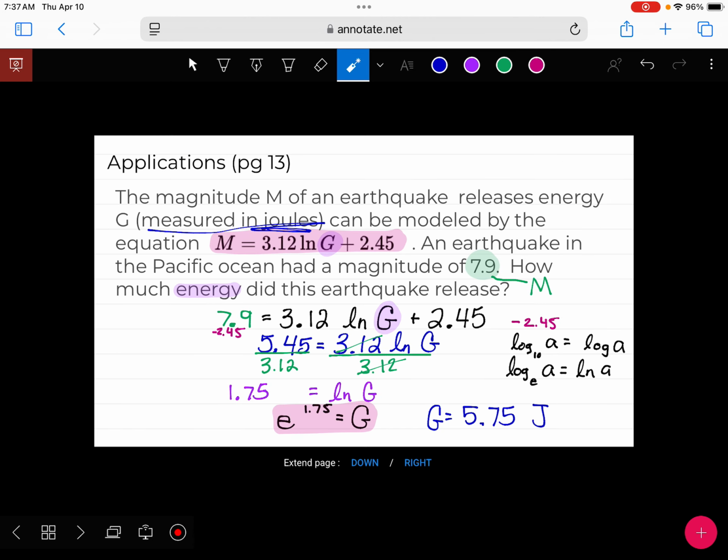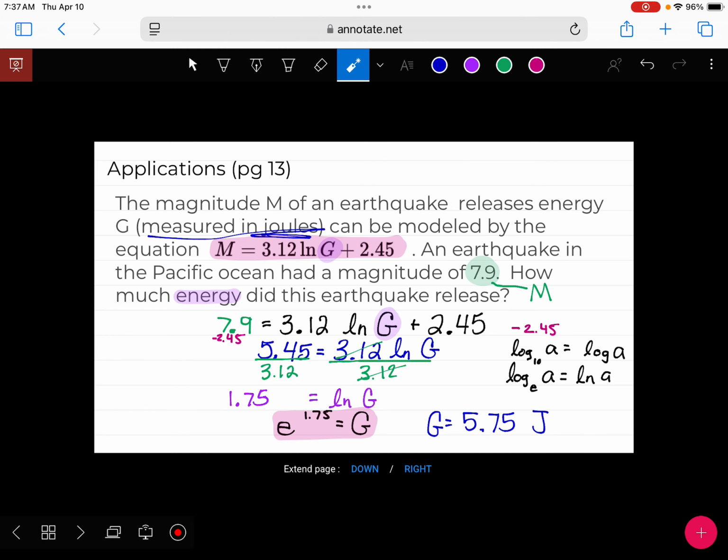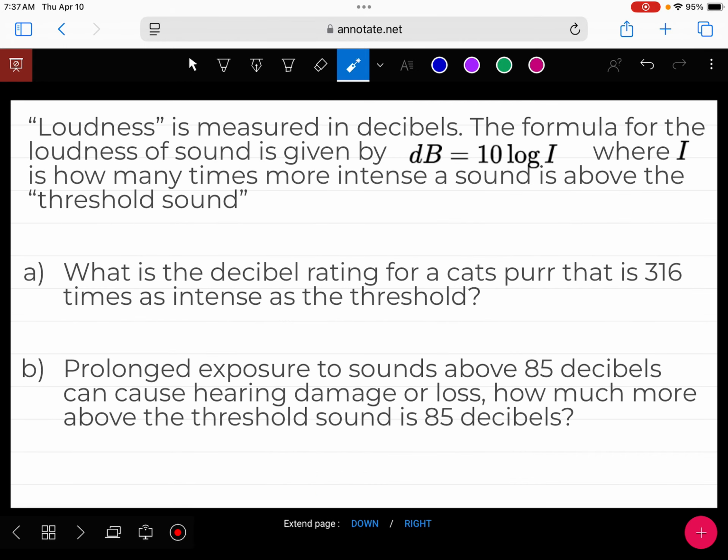Okay. So now we have all of our solving stuff and we can start on our story stuff. Questions on this first one? Sometimes we just straight up give you the equation and it's just about substituting pieces in. So let's look at the next one.